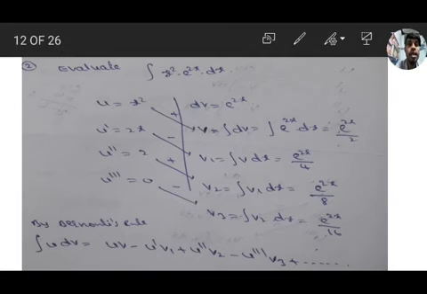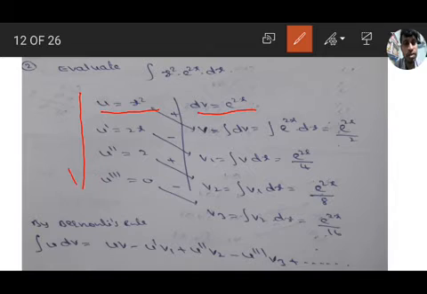Next, the second problem: evaluate the integration of x square into e to the power of 2x dx. Here the function u equals x square, and dv equals e to the power of 2x. The successive derivatives: x square has derivative 2x, 2x has derivative 2, and 2 has derivative 0. So we need the formula only up to u double dash; u triple dash is 0.